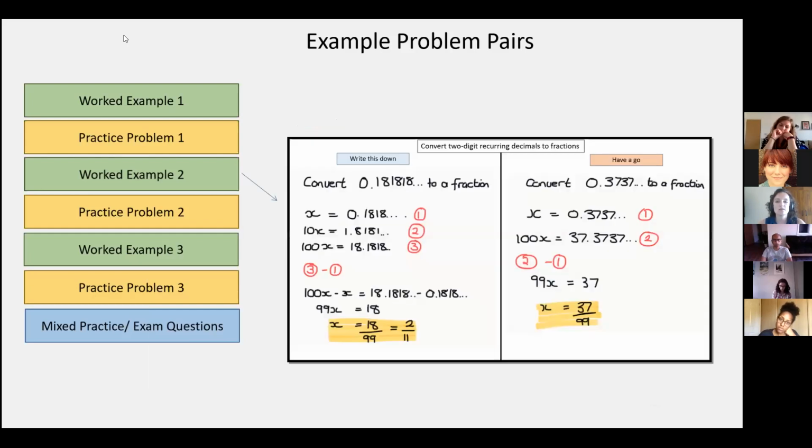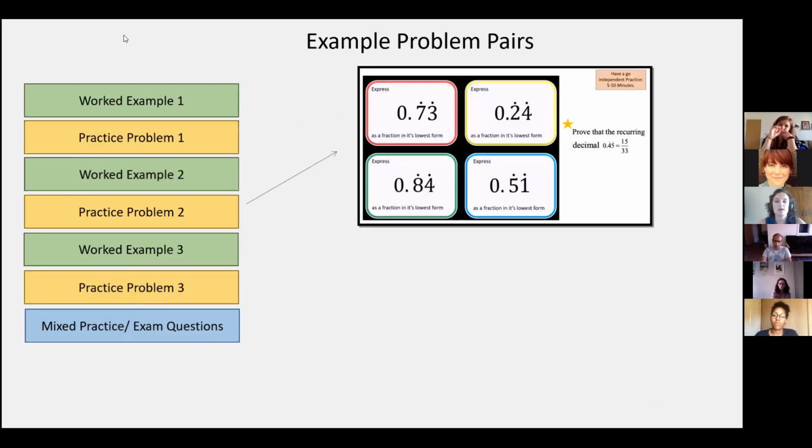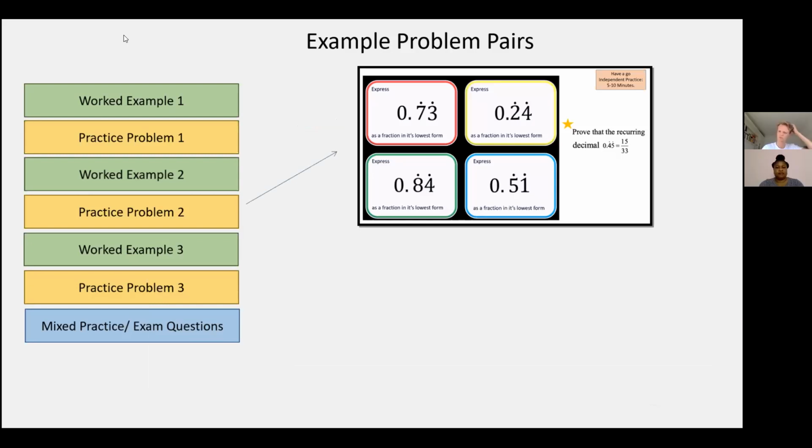So I'd have my worked example 2, I'd step by step it, then the students have a go, step by step again. And then insert these practice problems. 2 decimals recurring now, nothing else. No 1 decimal recurring, just 2 decimals recurring, because that's the only thing that we just looked at. And I'd have them have a go.